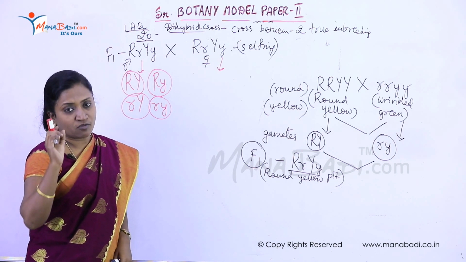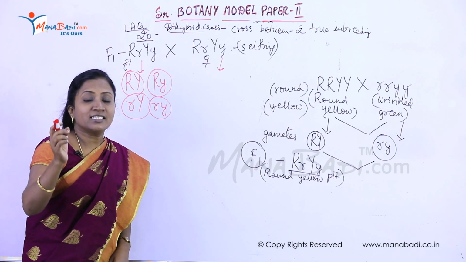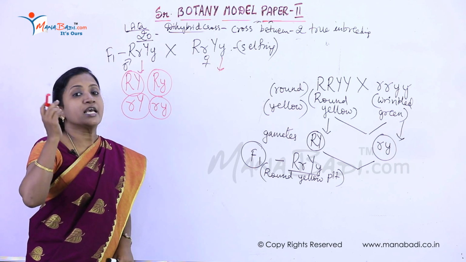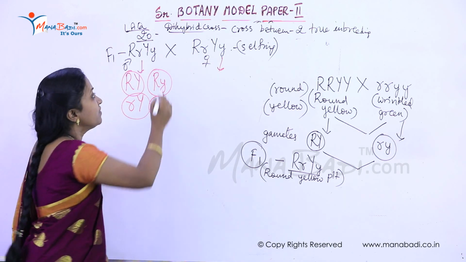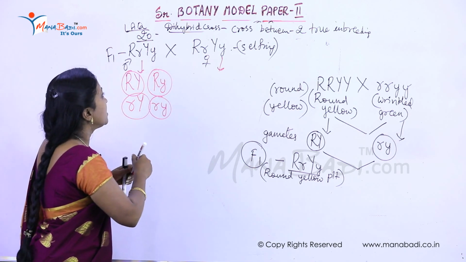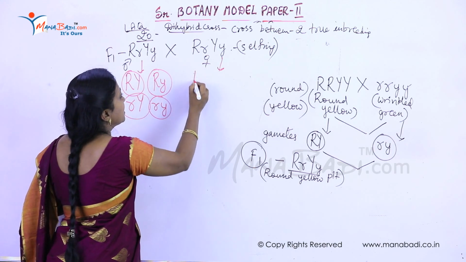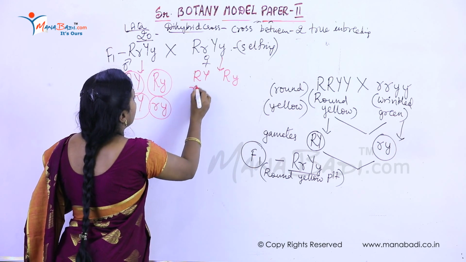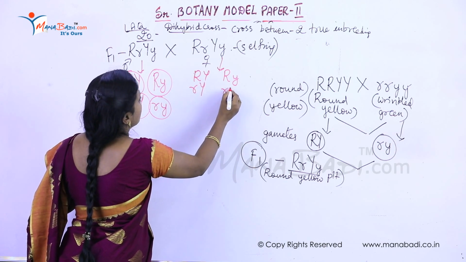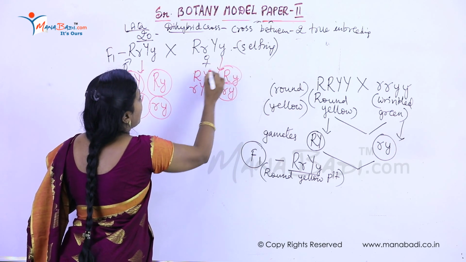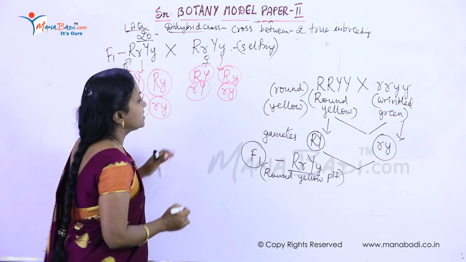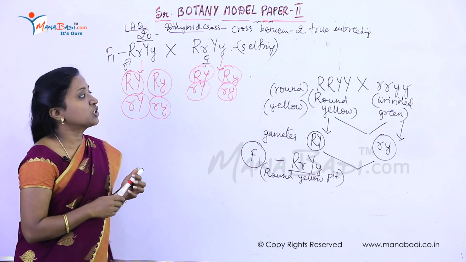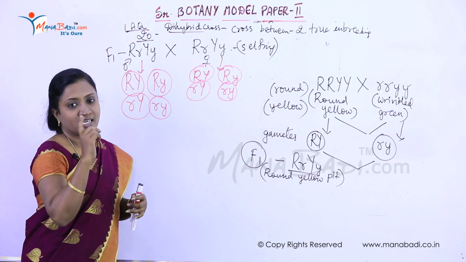Heterozygous offspring is formed, that is, which carries the characters round and yellow seeded plant, which is selfed, which results in the formation of the gametes, that is capital R, capital Y, capital R, small y, small r, capital Y, small r, small y. These are the gametes. Again, remember the rule, that the gametes must always be encircled.